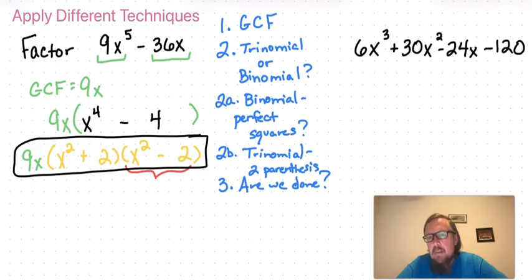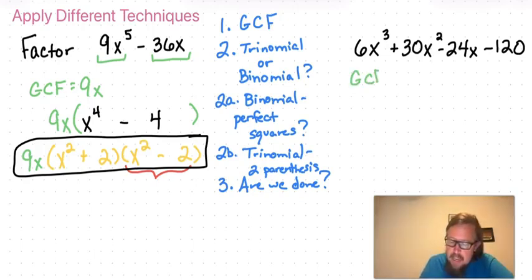Let's look at this second problem: 6x cubed plus 30x squared minus 24x minus 120. Again, step number one, is there a greatest common factor? And the answer here again is yes, there is. They don't all have a variable, but 6, 30, 24, and 120 are all divisible by 6.